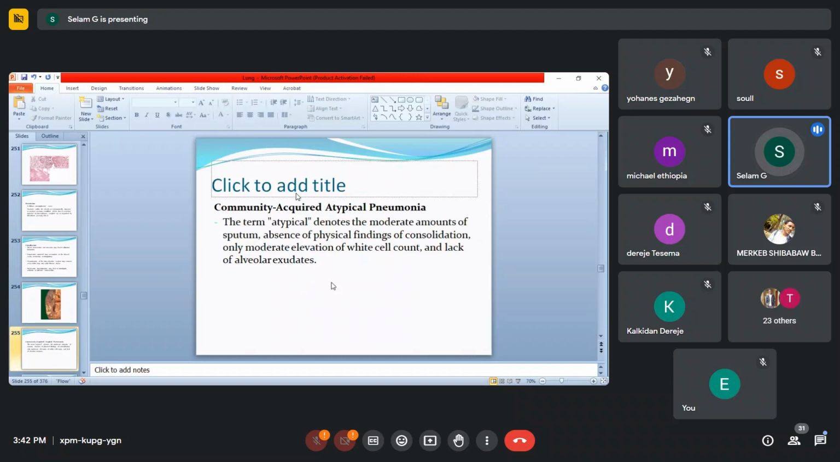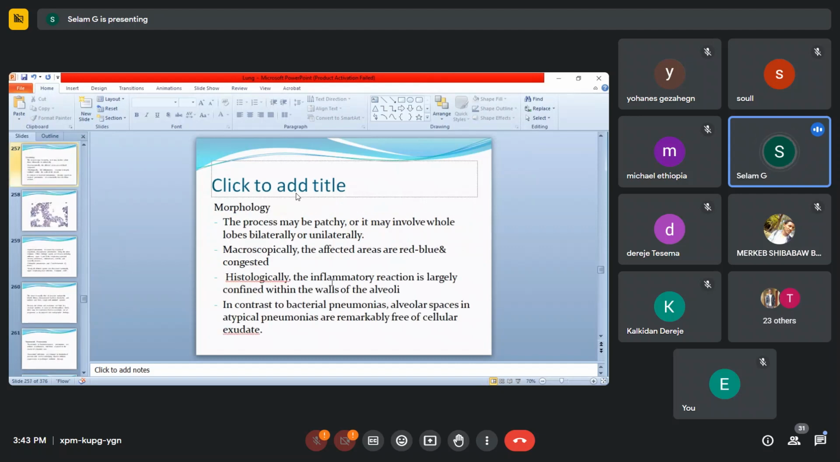So the other group is community-acquired atypical pneumonia. Community-acquired pneumonia is the one caused by the commonly known agents, and the other group is atypical pneumonia. The term denotes the moderate amount of sputum, absence of physical clinical findings of consolidation, only moderate elevation of WBC count, and lack of alveolar exudate. So the presenting symptoms are not as severe as the usual community-acquired pneumonia.